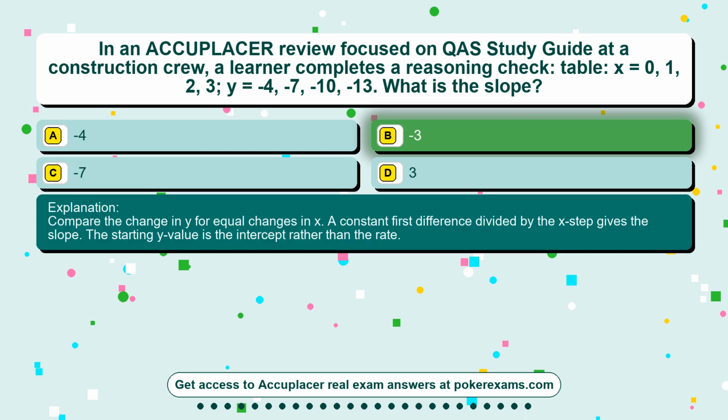Compare the change in y for equal changes in x. A constant first difference divided by the x-step gives the slope. The starting y-value is the intercept rather than the rate.